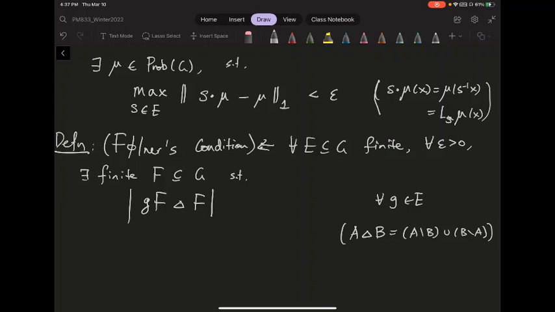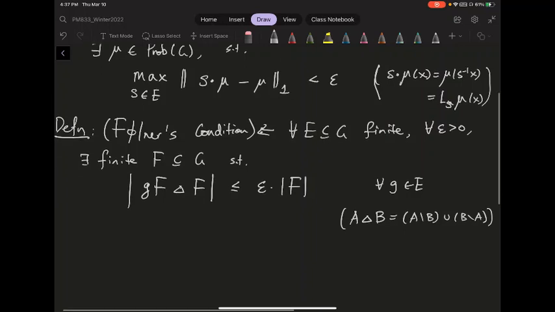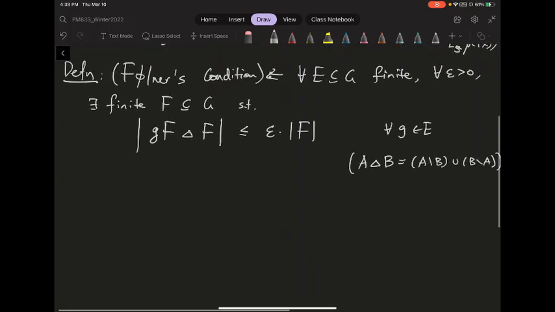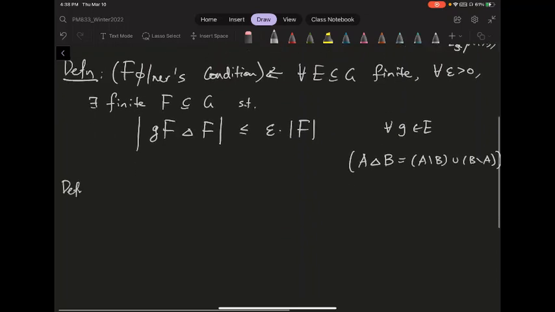What do I mean by really close to F is that their set difference, the things that are in exactly one of gF or F, is going to be bounded above by epsilon times the size of F, since it must depend on the size of F. So if G satisfies that for every finite E, I can always find a finite set F that satisfies these conditions, then we say G satisfies Følner's condition. Closely related to Følner's condition is called the Følner net.